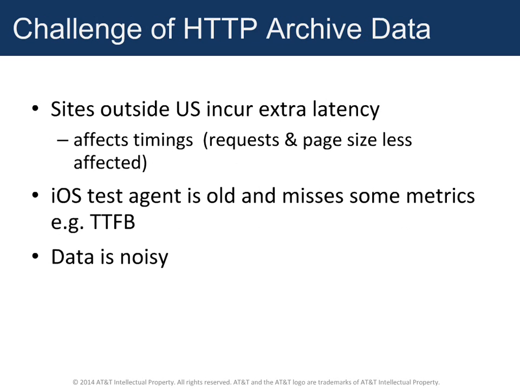And the iOS test agent is old. It misses metrics like time to first byte. It uses private iOS APIs to capture the data, so it doesn't measure as well as the Chrome agents do now. There are some discussions underway as to whether the mobile HTTP Archive should use the Chrome agents instead, because they can get much better information out of them and much finer-grained screen capture.